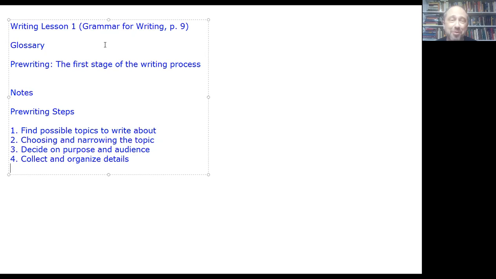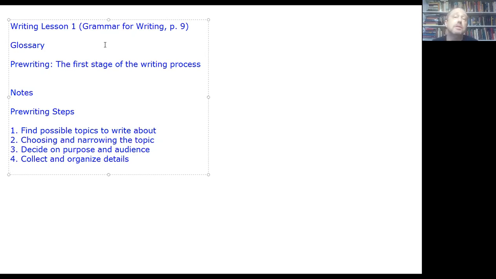And there are 4 steps to pre-writing, and they're listed there on the whiteboard. I have to have a topic, or a range of topics, and then I have to choose a topic and make sure that the topic is not too big, or in some cases too small, depending on what I'm writing. And then I have to decide on my purpose and my audience, and then I collect and organize my details. After I've done those 4 things, I'm ready to actually begin writing, which is the rough draft, the next step along the way.